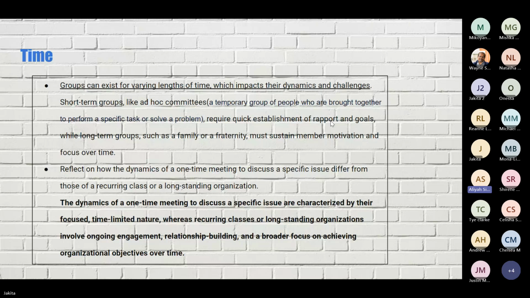Let's reflect on how the dynamics of a one-time meeting to discuss a specific issue differ from those of a recurring class or a long-standing organization. Well, the dynamics of a one-time meeting to discuss a specific issue are characterized by their focused, time-limited nature, whereas recurring classes or long-standing organizations involve ongoing engagement, relationship building, and a broader focus on achieving organizational construction.